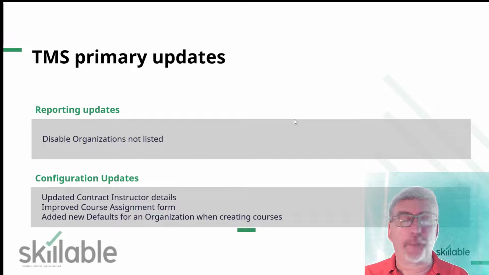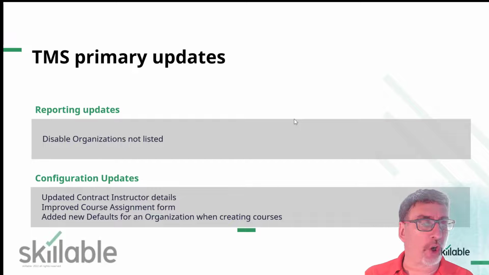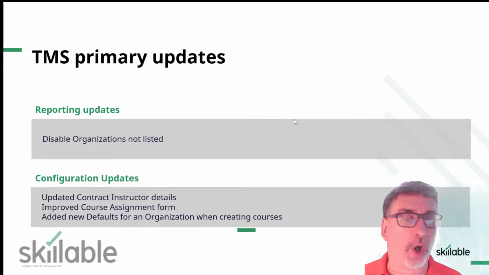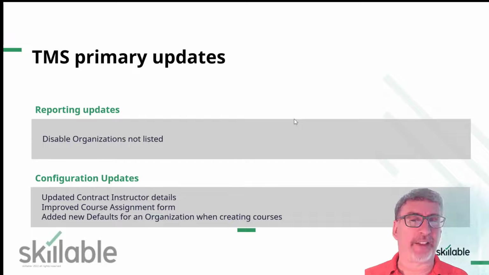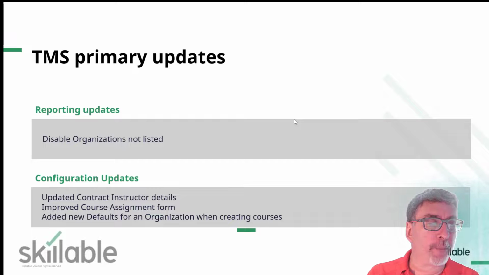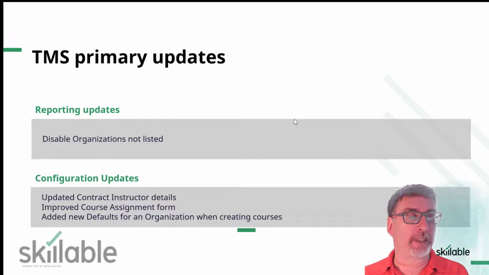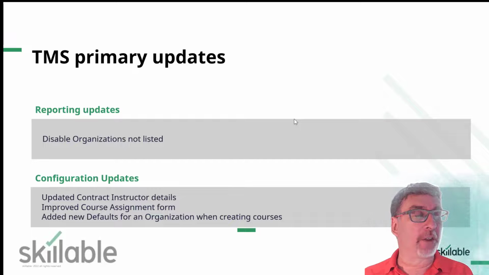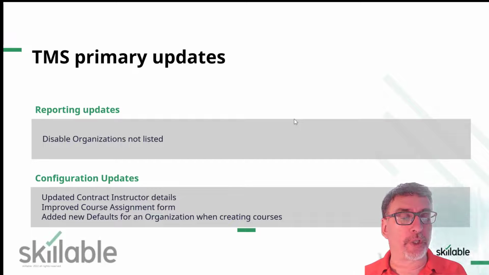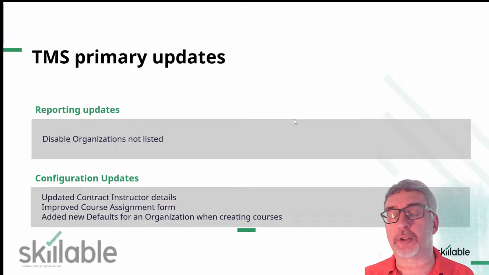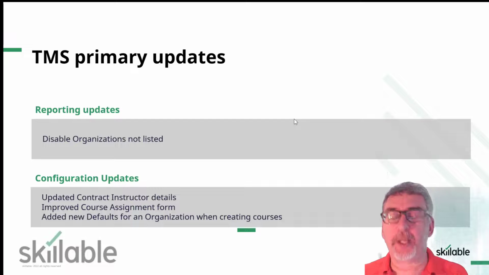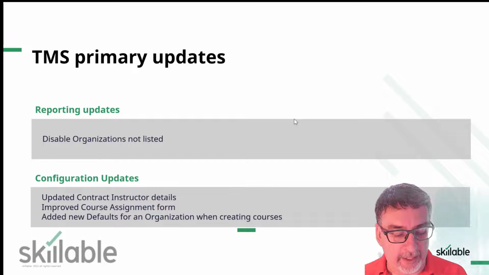A minor update, just to help people with contract instructors. This is more to do with the contract instructors themselves, so they actually understand what a contract instructor is. It's really assistance around help documentation and so on. A couple of improvements around course assignment. We've added an extra field to the form to make life a little bit easier for people that are manually assigning courses. And we've got new defaults when you're creating courses as well. There was something that was always set to a particular value and you couldn't do anything about it, and we've now allowed organisations to set new defaults. So really minor changes.